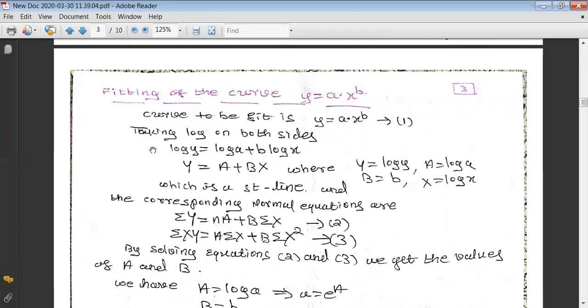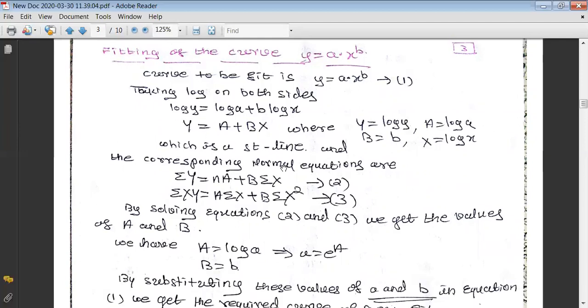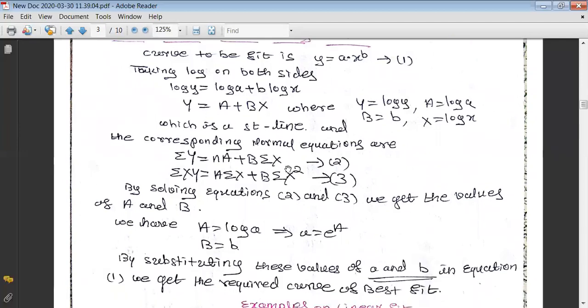Suppose if you take log on both sides, then this results as log y equal to log a plus b into log x. And suppose we denote each of these terms like this: let us denote log of small y as capital Y, log of small a as capital A, small b as capital B, and log of small x as capital X. This results in a straight line, and we know how to write the normal equations to fit a straight line.